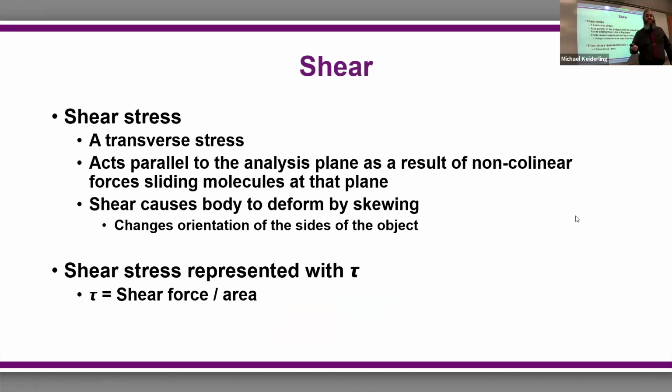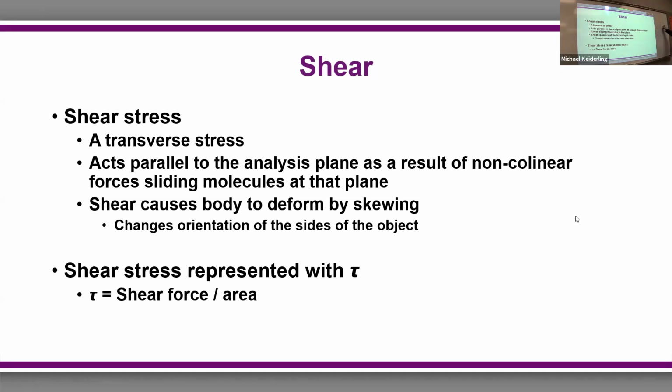And then shear is a transverse stress, not a normal stress. This acts parallel to the analysis plane and is a result of non-collinear forces sliding molecules into that plane. So if you have forces that are not collinear, not lined up, you can get shear stresses. So here, if my right hand pushes forward and my left hand pulls back, I'm going to get a shear stress in this. Shear stress is represented with tau.